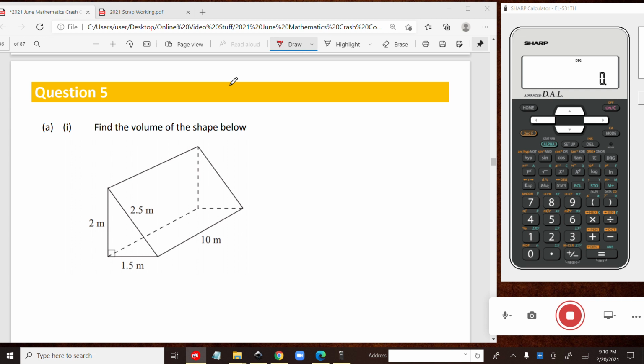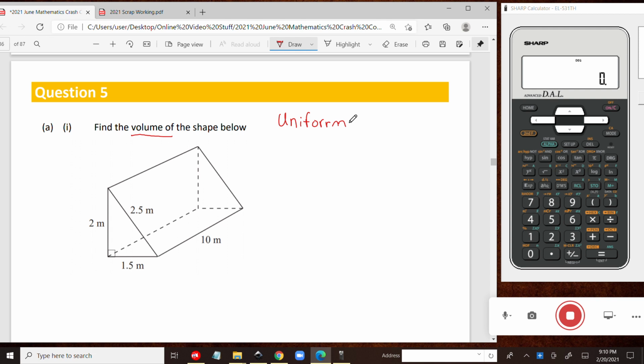Question 5, the first question we're going to be getting into today is a volume question. Now, when it comes to volumes, this shape here is what we call a uniform shape. So I'm going to spell it: uniform. A uniform shape is a shape where, anywhere you cut it, it has the same cross section, meaning it will look exactly the same.